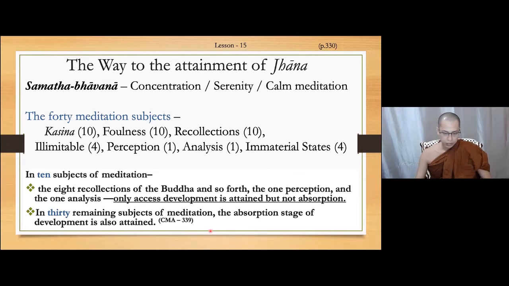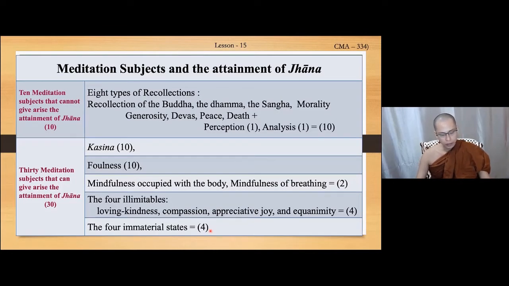Then, okay, let's continue to review the enumeration of the 10. What are the 10 meditation subjects that do not support attaining the absorption level, but only support access concentration? These are 10. The recollection of the Buddha, Dhamma, Sangha, morality, then generosity, devas. This is the recollection of the virtues of the devas, which equal one's own, called Devatanussati. And the Upasamanussati, peace, about Nibbana, and death.